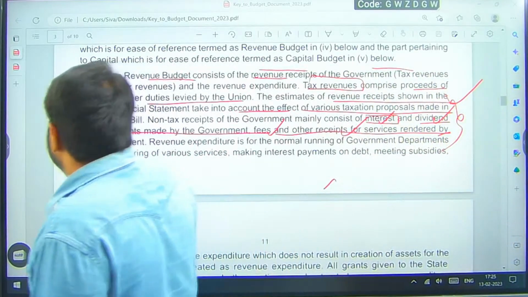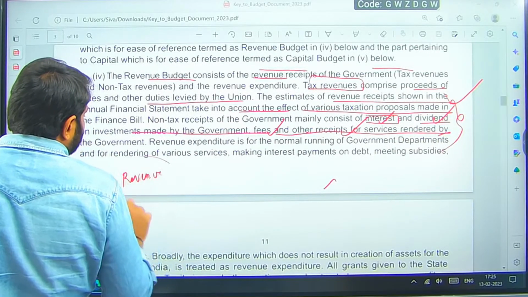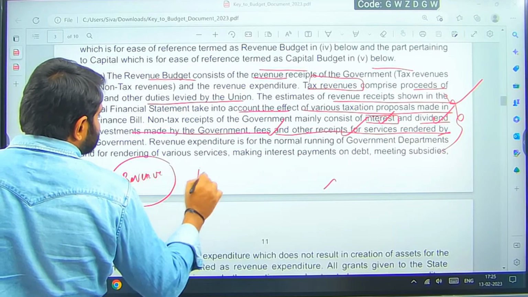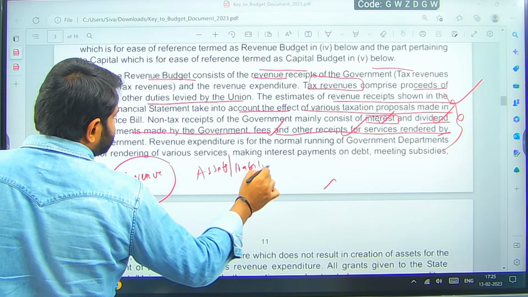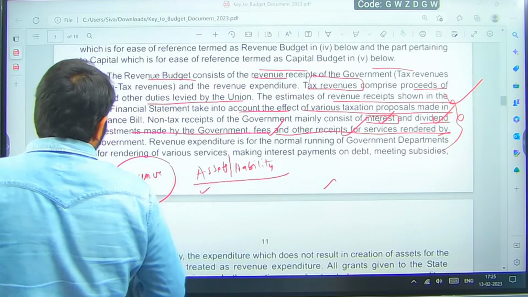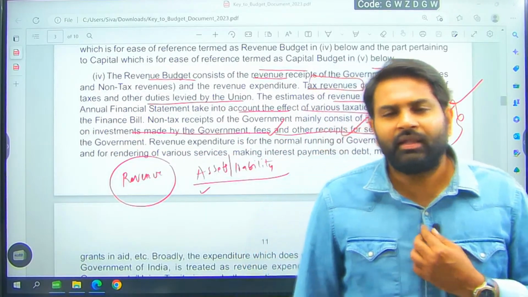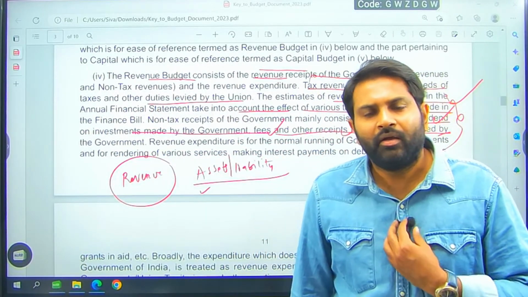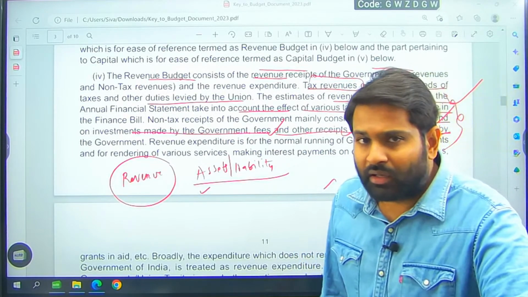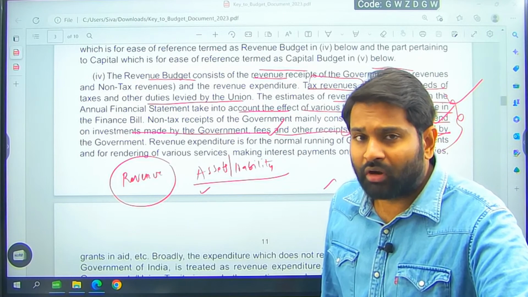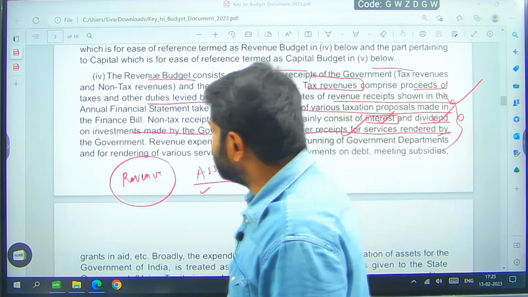Remember one principle when you are talking about revenue receipts: the basic difference is assets and liability. Normally the revenue budget will not create either assets or liability, but if we go to capital budget, it will create assets or liability. Revenue budget is something where it will not create assets or liability. That is what you need to keep in mind.